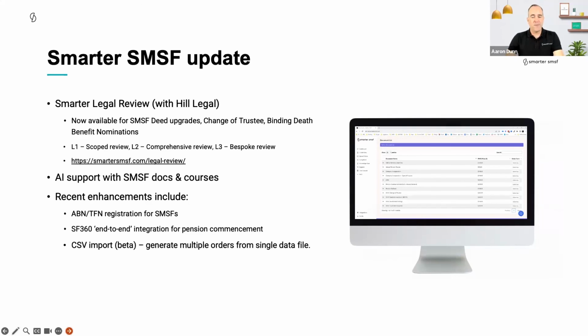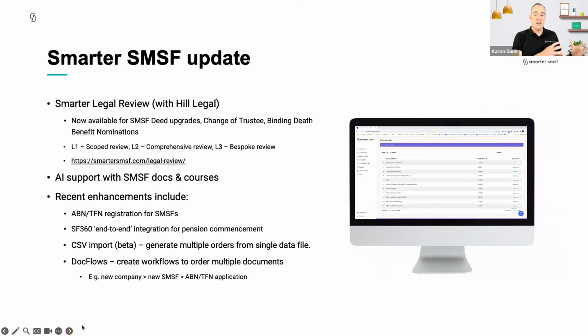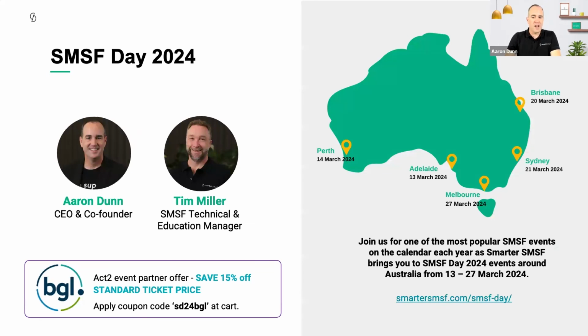We've also got a function now around CSV import. So if you've got different pieces of software that you want to start the journey on, you can use that to generate from a single data file. And we're looking at that even for deed upgrades and also our doc flows. So again, looking at processes internally for you to be able to utilise a workflow across a number of documents, such as a new company, then that data moving in to create your new SMSF, and then naturally the data going into your ABN TFN, and then even into death benefit nominations, investment strategies, and more. So there is a whole range of stuff that we're currently working on.